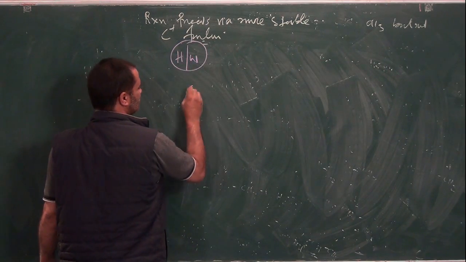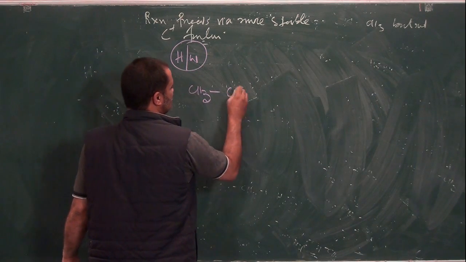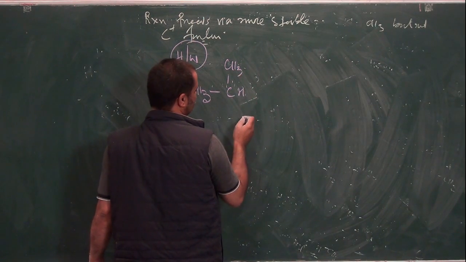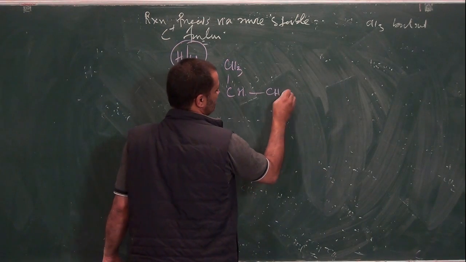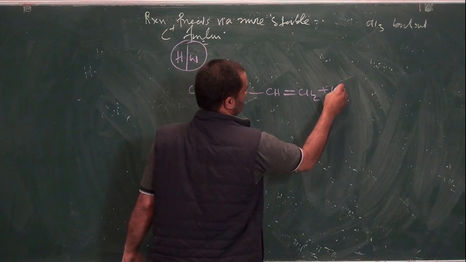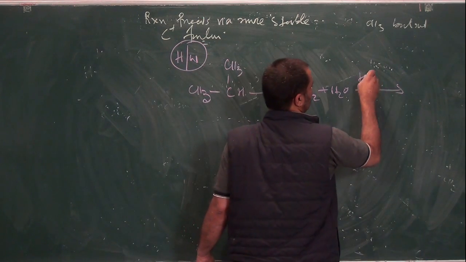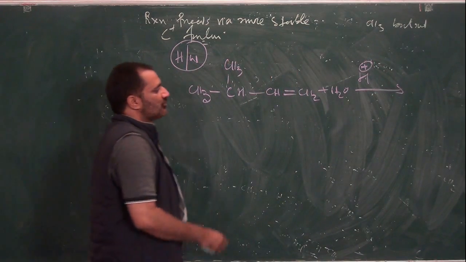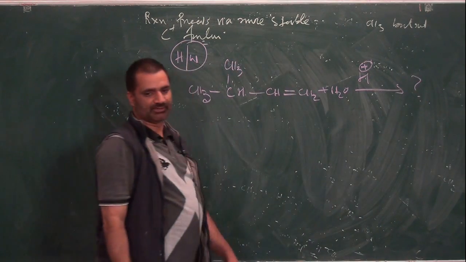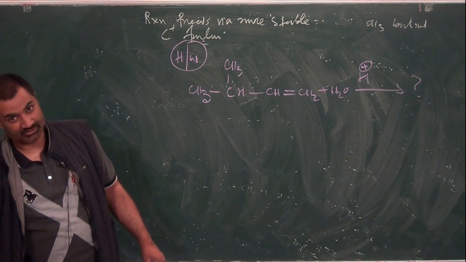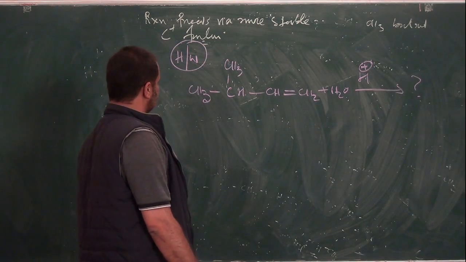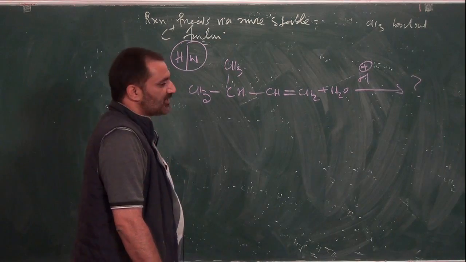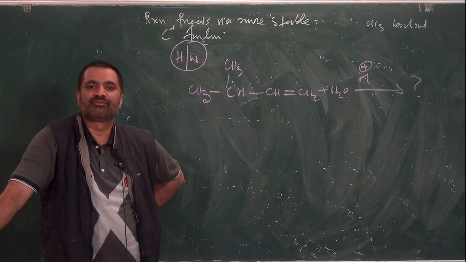First, homework: CH3, CH3, CH double bond CH2 plus H2O in presence of acidic H2SO4. So what will be the product? That is your homework. This was about the preparation of alcohols from alkenes by hydration.